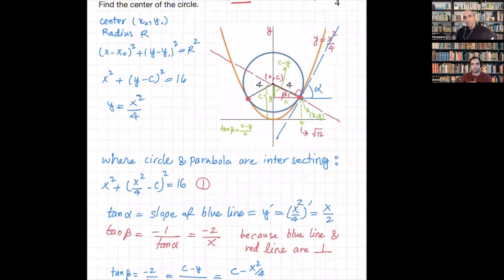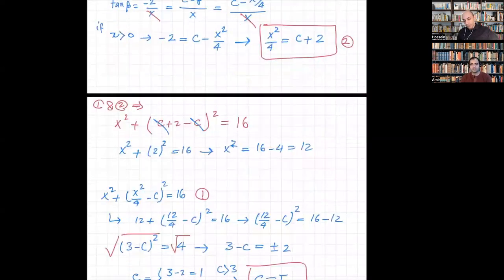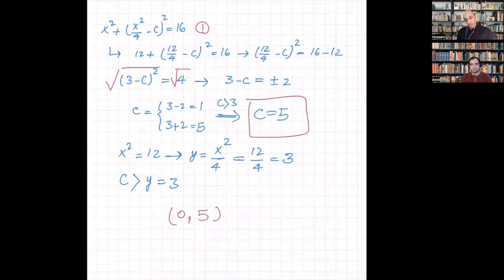For the last step, you just looked at the geometry of the problem, and it was obvious that c minus y is greater than 0. In other words, c is greater than y, which is 3, and then you chose the right answer, which is c equals 5. Right. Okay, thank you, Hossein. No problem.